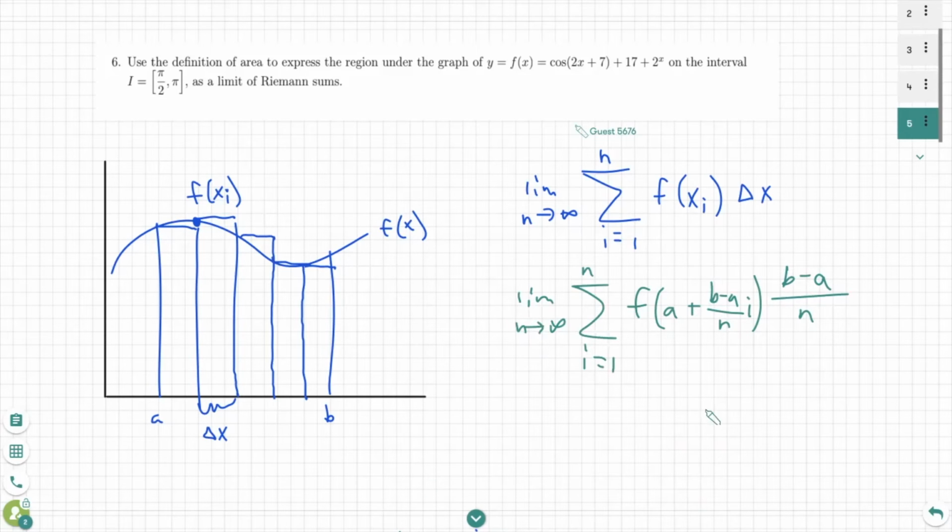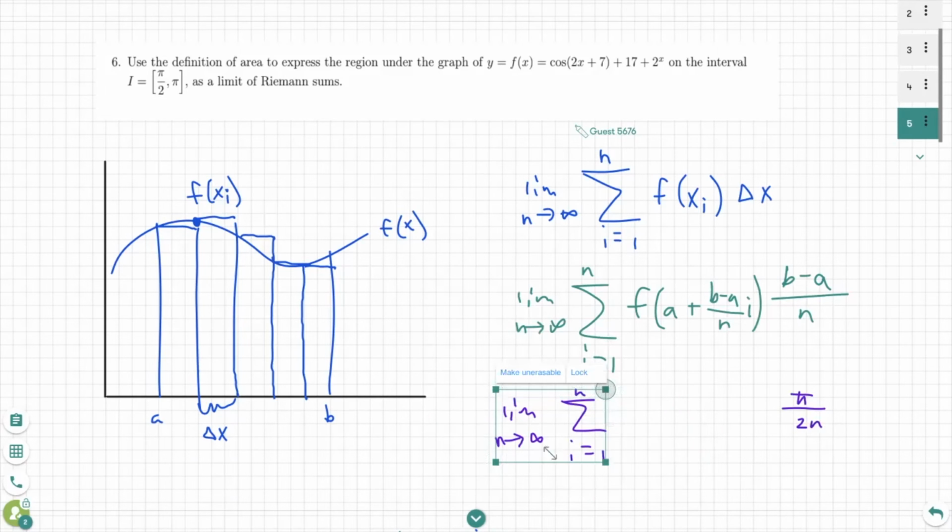So if we use this formula for this problem, what do you plug in? b is pi, a is pi over 2, b minus a over n is pi over 2 over n. And then f of x, up at the top, is cosine of 2x plus 7 plus 2 to the x.